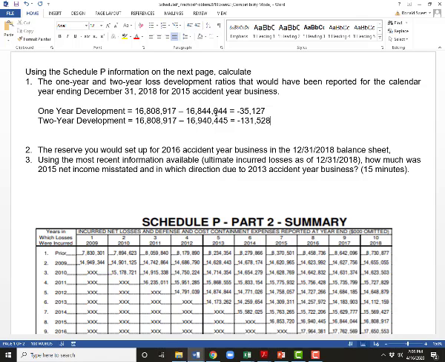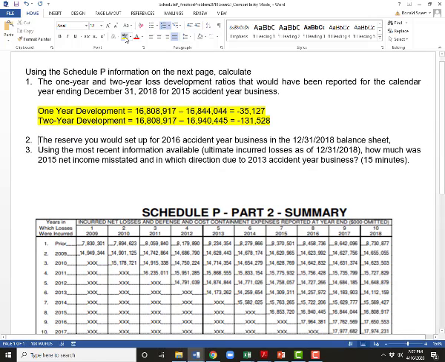Negative numbers are good because that means they reserved, or at least it's conservative. It means they reserved more than they needed to in the prior year. So that would be the answer to this first one, sorry about my number issues. I'd put my reading glasses on, but I wouldn't be able to see anything else.